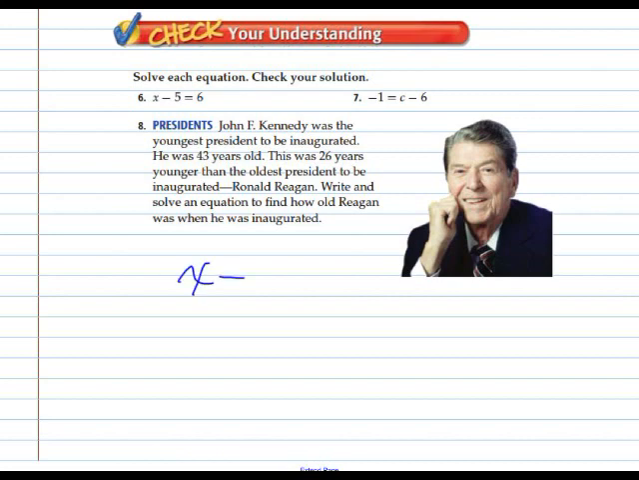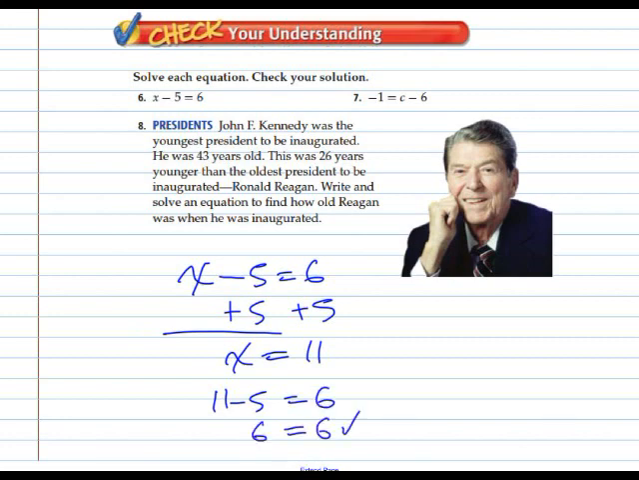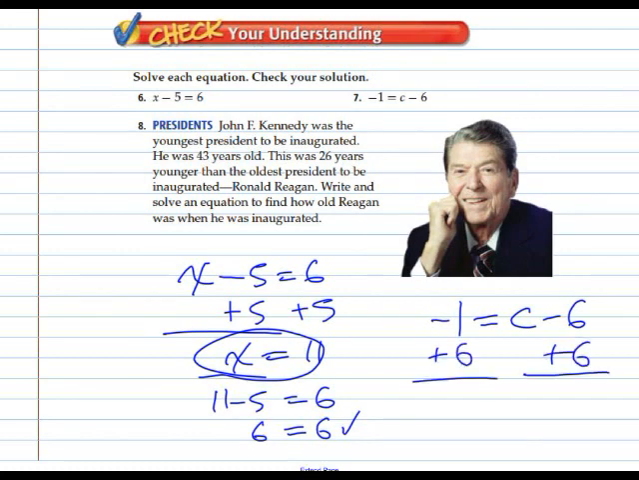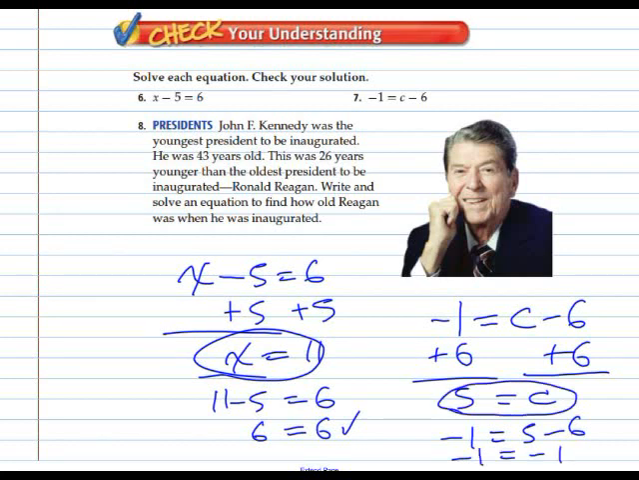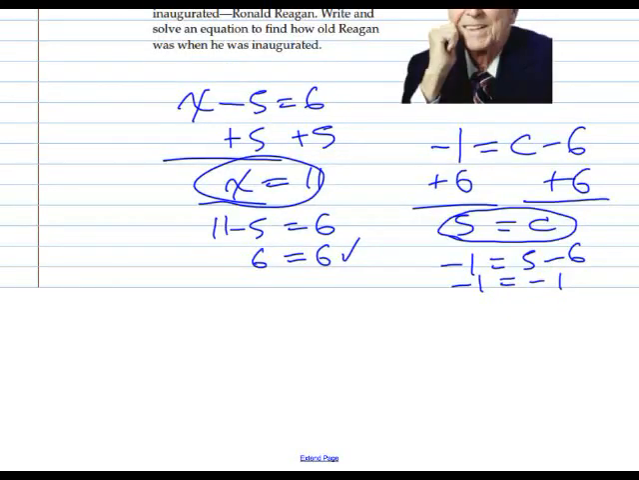Solve each equation. Check your solution. X minus 5 equals 6. Add 5 to both sides of the equation. X equals 11. Does 11 minus 5 equal 6? Yes, it does. 11 is the solution to my equation. Negative 1 equals C minus 6. Add 6 to both sides of my equation. C equals 5. Is negative 1 equal to 5 minus 6? Yes, it is. The solution to my equation then is 5 equals C.